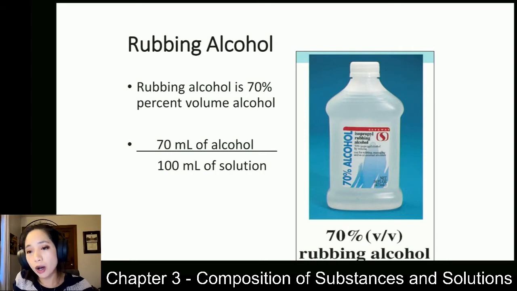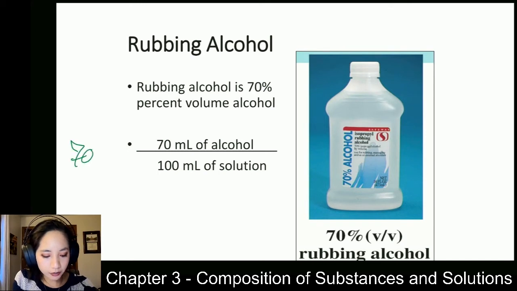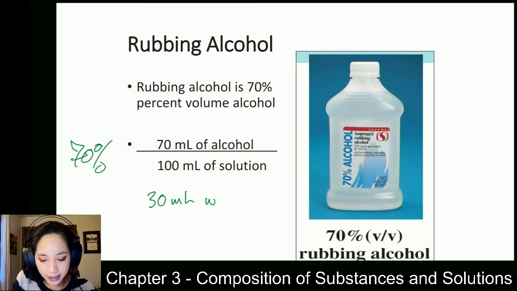If you grab a bottle of rubbing alcohol, typically on the bottle, it will say it's 70% volume of alcohol. So that 70% is actually a volume percent. So 70% alcohol means that in rubbing alcohol, 70 milliliters of alcohol is your solute, or the thing dissolved, in 100 milliliters of your total solution. So that means that there's 30 milliliters of something else. In this case, it's water.